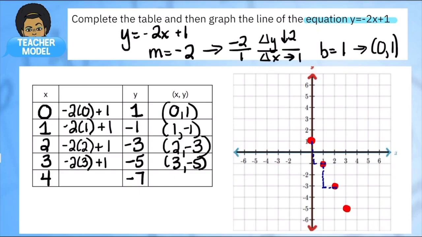Which does go down 2 over 1. And our last one, I like to be consistent with my colors. Negative 2 times 4 is negative 8. Negative 8 plus 1 is negative 7. So our next point is 4, negative 7.